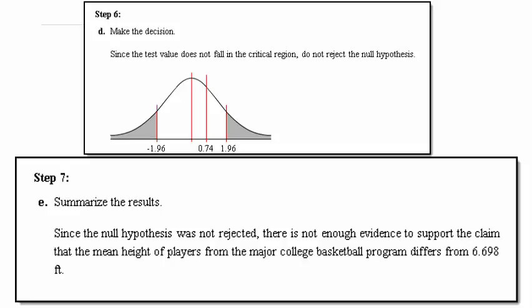And finally, we get to the last step where we summarize the results. Since the null hypothesis was not rejected, there's not enough evidence to support the claim that the mean height of a player from the major college basketball program differs from 6.698 feet.